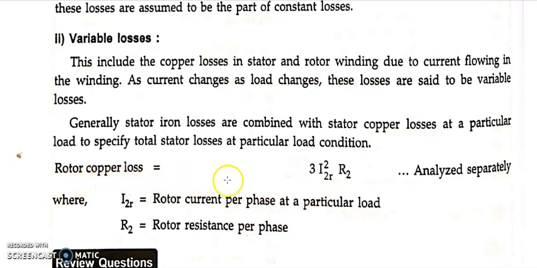Similarly, stator copper losses can also be written per phase, as shown here for the rotor copper loss. It is a collective copper loss because we are multiplying by 3. Per phase it will be I2 square into R2, but we are collectively considering all 3 phases, so 3 is multiplied here.